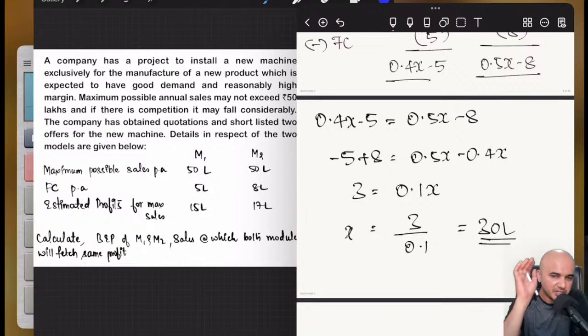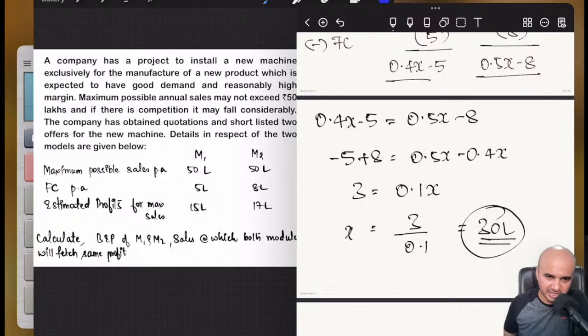That's it. So that means what? At a level of 30 lakhs, that means if we sell to the tune of 30 lakhs, then we are at such a stage where profits in both the M1 machine and the M2 machine will remain the same. So there won't be any changes between the two machines. At what level of sales? At 30 lakhs level of sales. I hope that was easy to understand. If you haven't understood, let me know. Otherwise, we'll proceed further. Let's move ahead. Next.